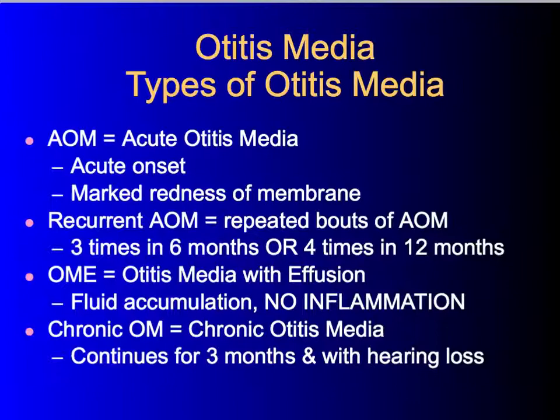The summary of acute otitis media: it's acute onset and there's marked redness of the membrane. If it's recurrent acute otitis media, they have repeated bouts of AOM, generally 3 times in 6 months or 4 times in 12 months. OME is otitis media with effusion, and that is fluid accumulation with no inflammation, and it's generally related to allergies. And then there's chronic otitis media, where it continues for 3 months and the child does have a hearing loss.